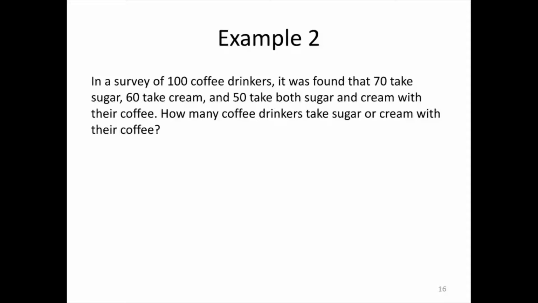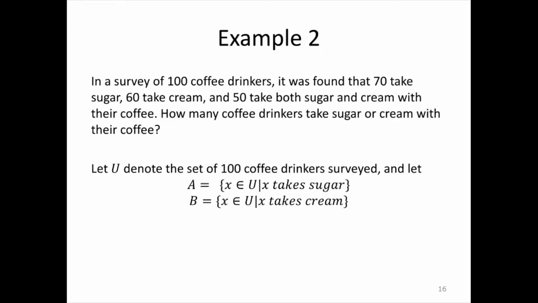Let's see one example. We have 100 coffee drinkers, and 70 of them take sugar, 60 of them take cream, and 50 of them take both sugar and cream. The question is, how many coffee drinkers take sugar or cream with their coffee? We use this notation for the sets: U is the universal set, A is the set of coffee drinkers who take sugar, and B is the set of coffee drinkers who take cream.